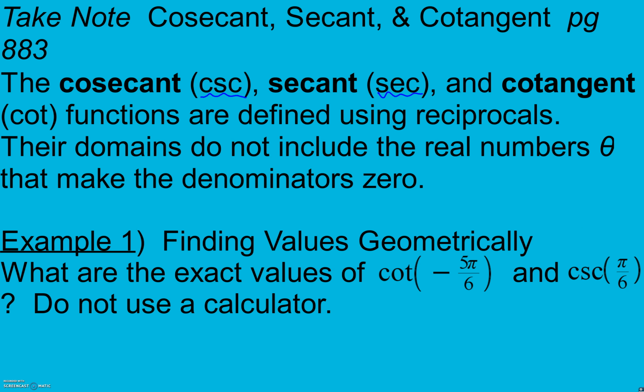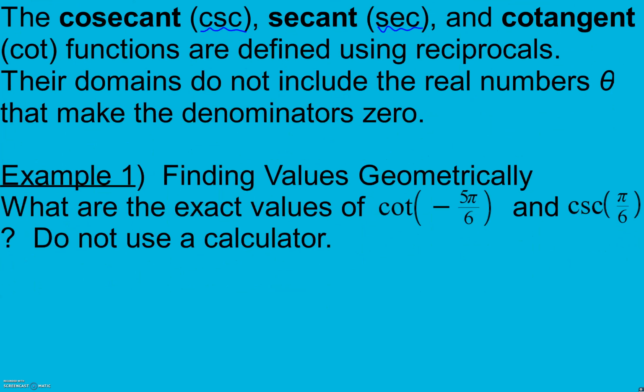Finding values geometrically, what are the exact values here of cotangent of negative 5 pi over 6 and cosecant of pi over 6? We're not going to use a calculator here. We're going to find the exact values. So I'm going to do cotangent first. And remember, cotangent is the reciprocal of tangent. And tangent is y over x, or sine over cosine.